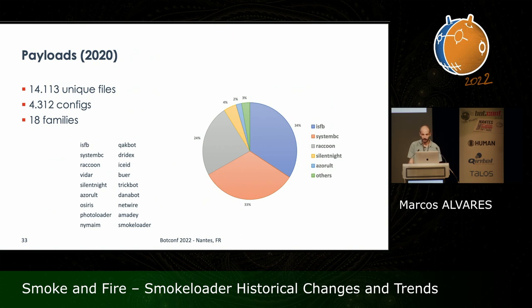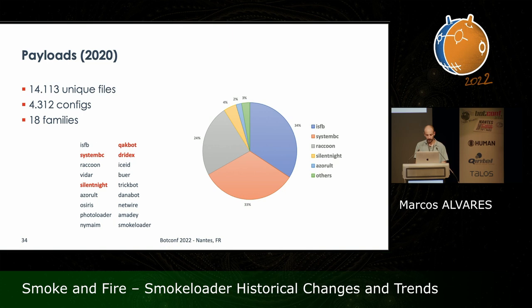Now, let's talk a little bit about payloads. In 2020, we could see around 14,000 unique files being delivered by Smokeloader. And from these unique files, we could identify 4,300 of them, and we could identify 18 different families, and you can see a lot of big, popular families there. And of course, this is just a small portion of the big picture. This is what we could observe in our data set. But yeah, Smokeloader, I think, is much bigger than this.